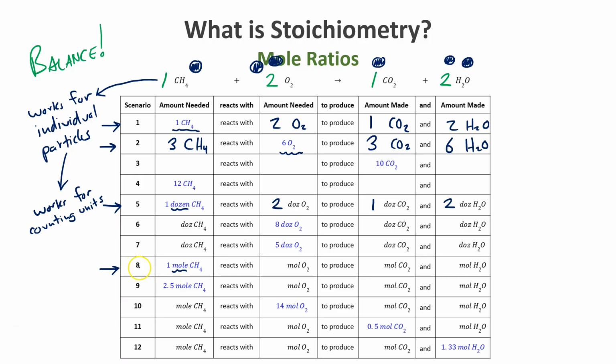So if we skip ahead to scenario 8, where we're told there's 1 mole of CH4, I could predict that I'll need twice as many, 2 moles of oxygen, based on that 1 to 2 ratio we've been applying this whole time. That's going to produce 1 mole of CO2 and 2 moles of water. And that is the basis for all stoichiometry. That also wraps it up for this video.